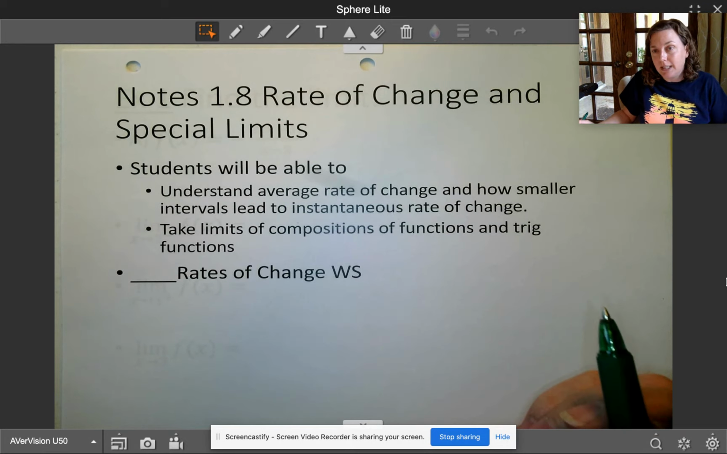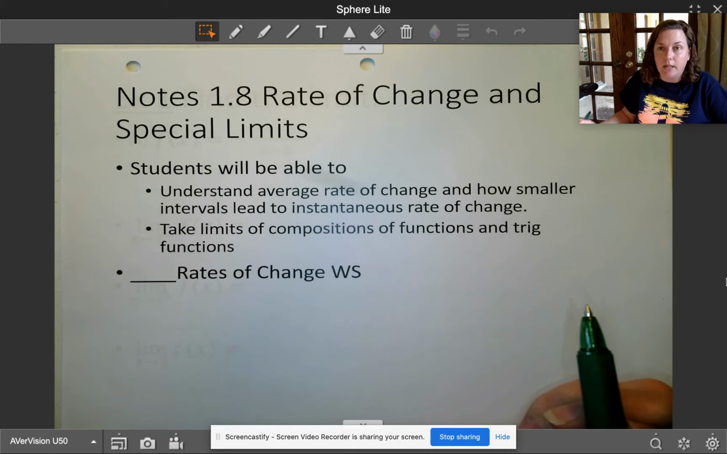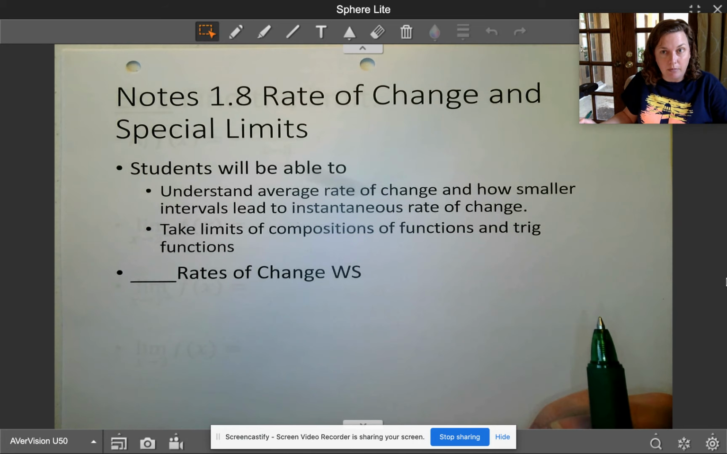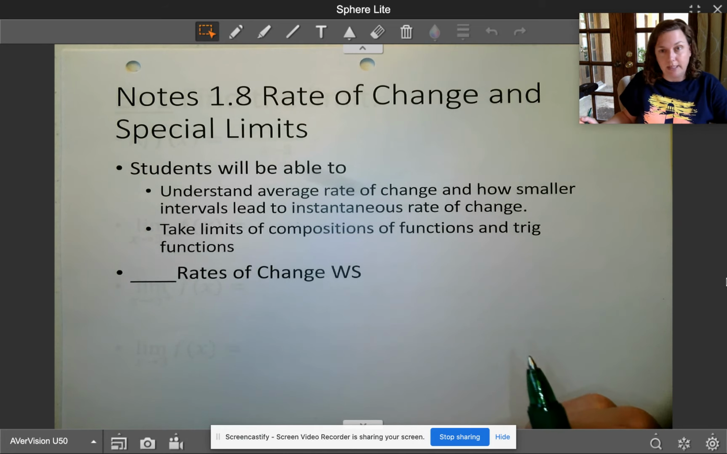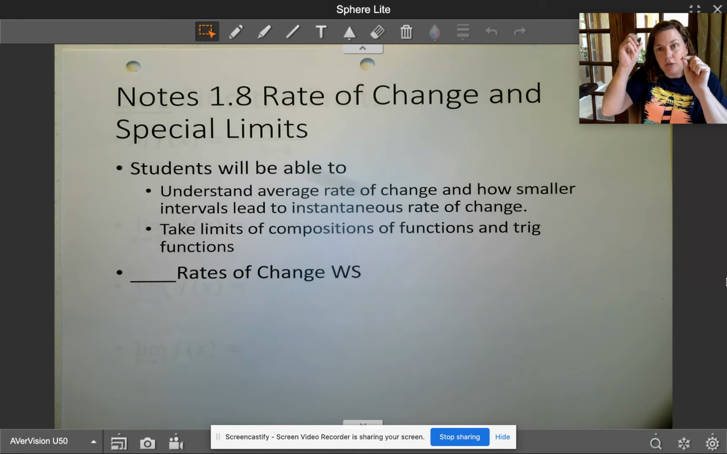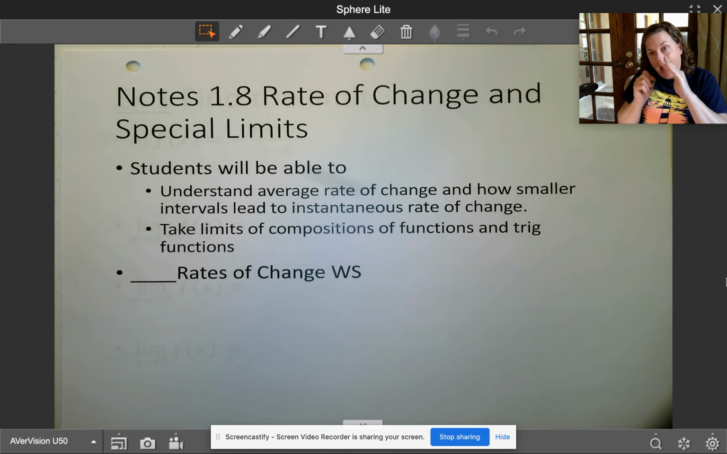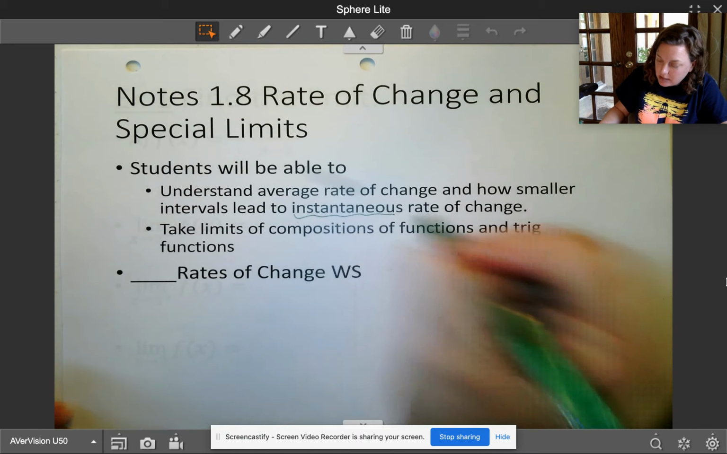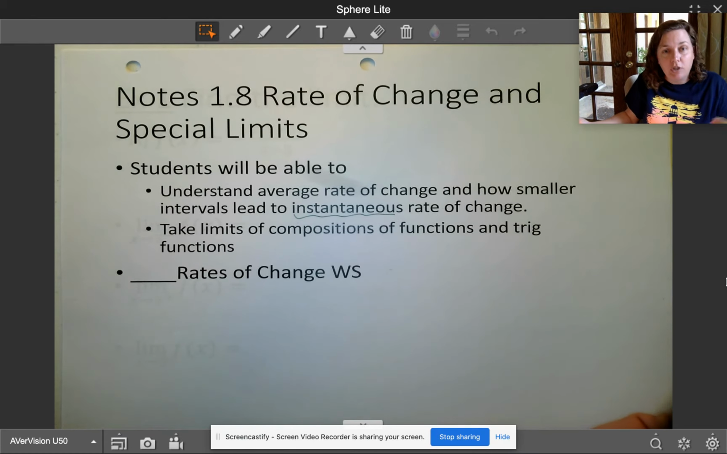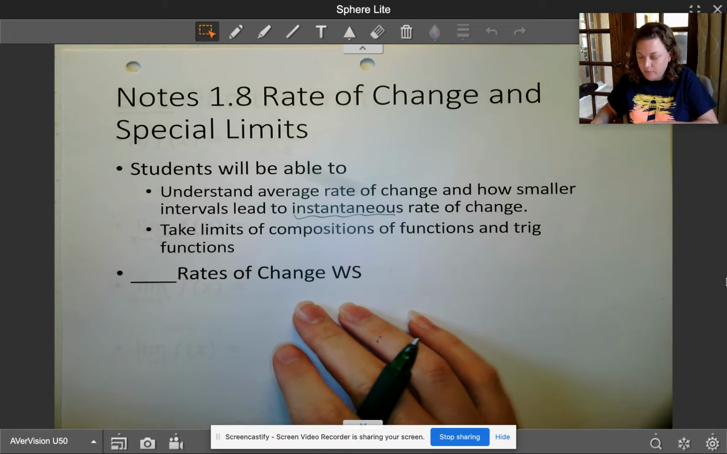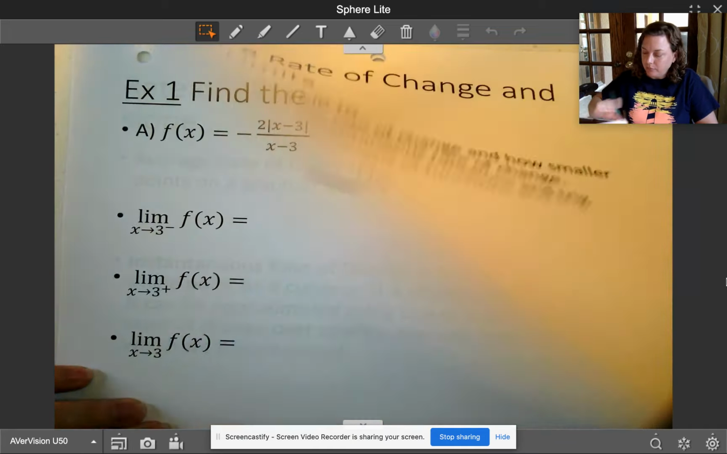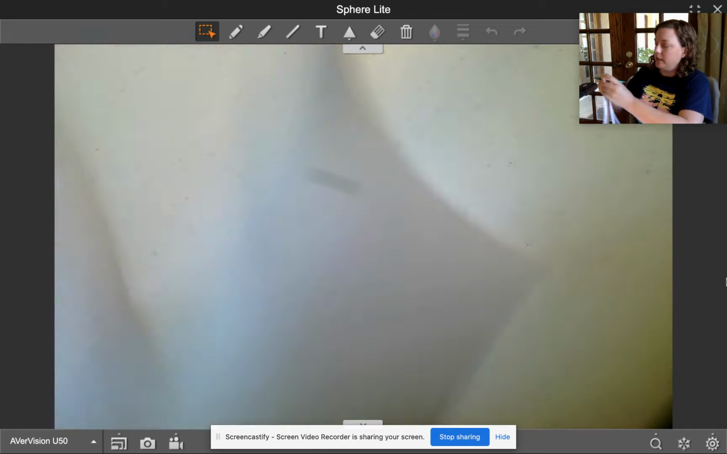So the very first lesson we talked about was the tangent line problem and the area problem on the very first lesson 1.1. And we took intervals of the slope between 2 points. And as we got closer and closer and closer, we could get closer and closer to the slope at a single point. That is instantaneous rate of change. Rate of change is just another word for slope. Before we get there, quick review.